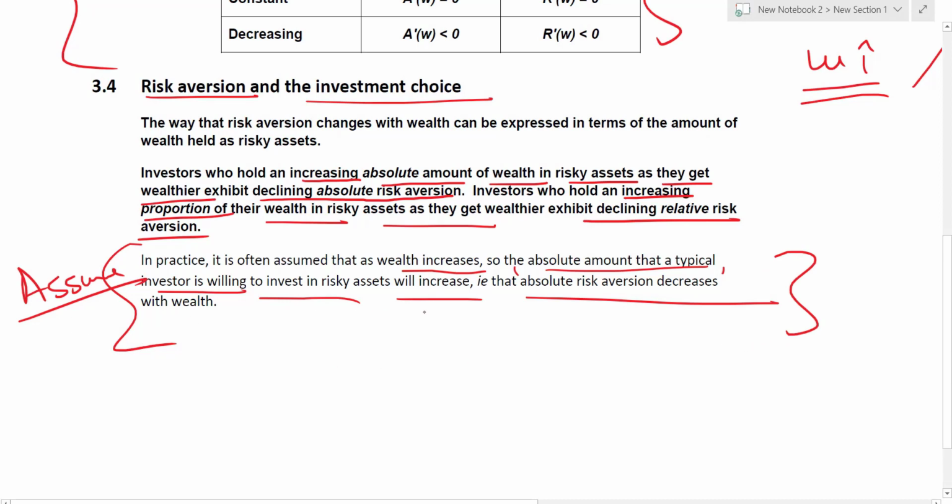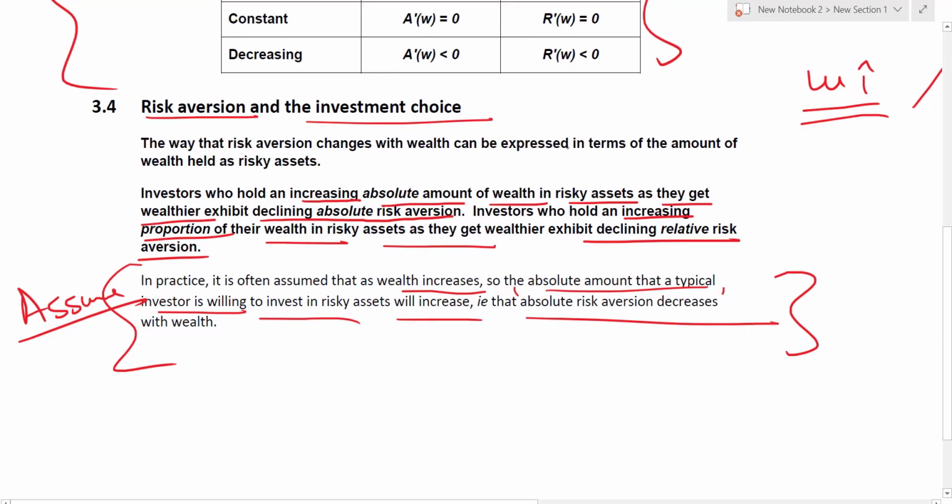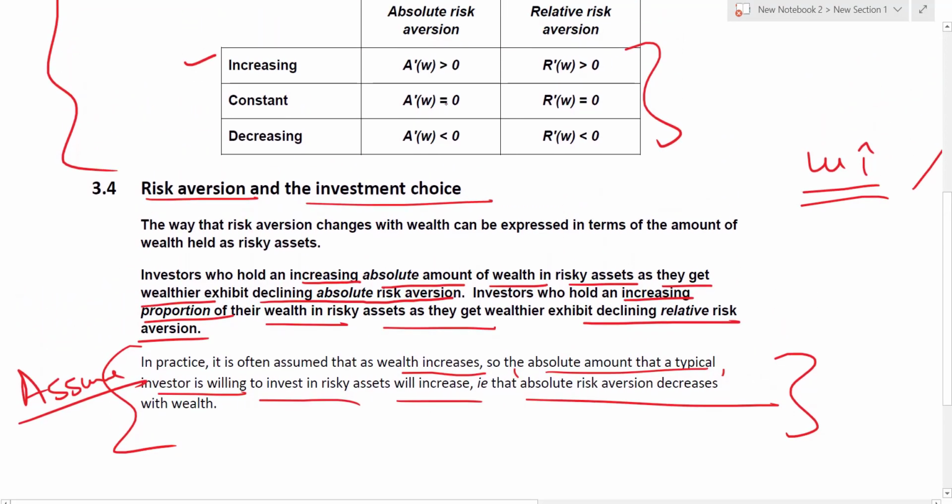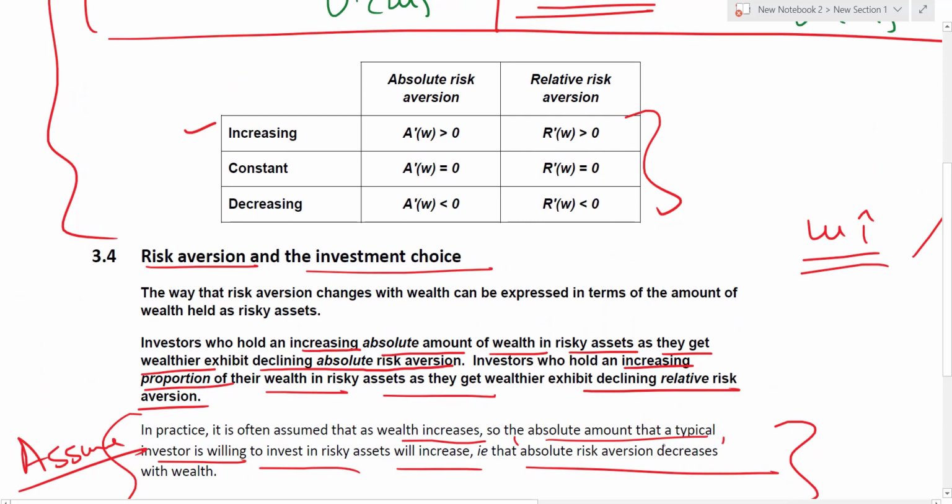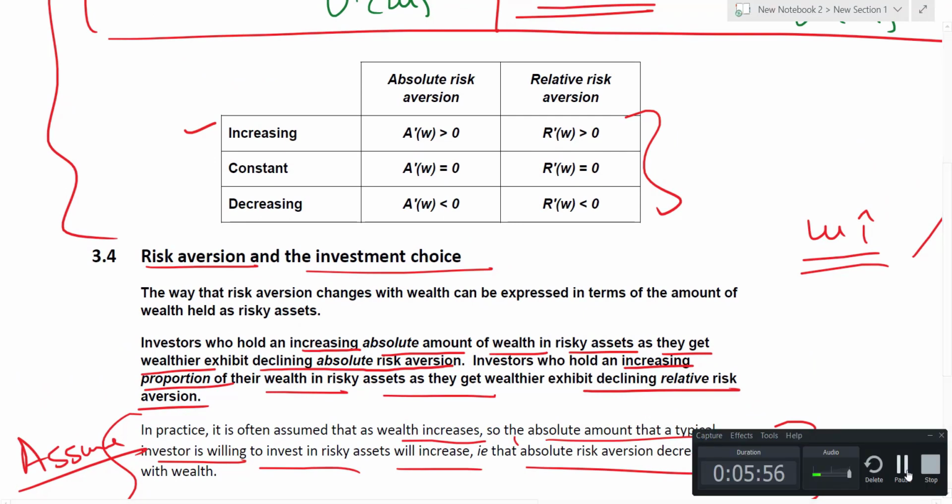This is a typical assumption that we take. Okay, this is quite intuitive. So yeah, this was my discussion on absolute and relative risk aversion. Let's now get into the types of utility functions.